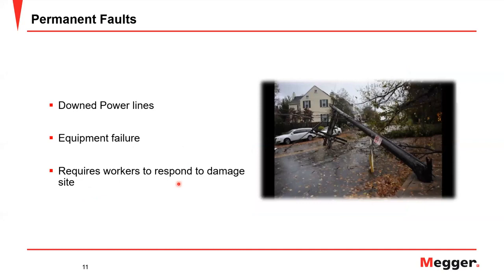Permanent faults are fairly obvious, I think. Downed power lines, equipment failure. Equipment failure would include things like failed cable terminators, cable junctions where they go underground, things of this nature. Distribution transformers generally are going to have fuses on them, so damage to their windings or anything that happens inside that pad mount generally is not going to be a permanent fault.